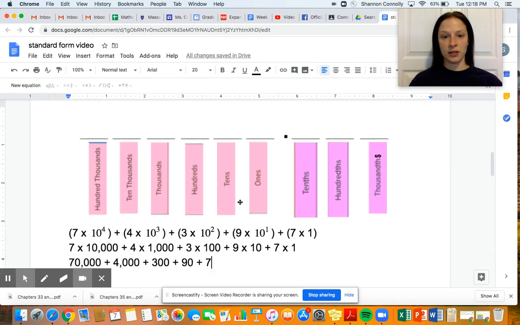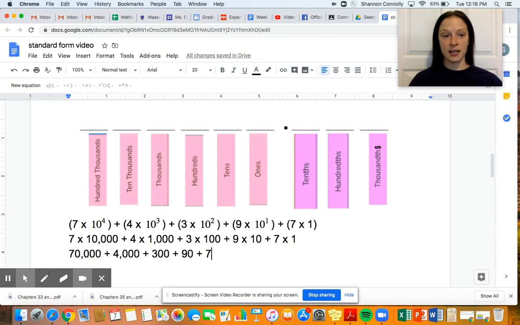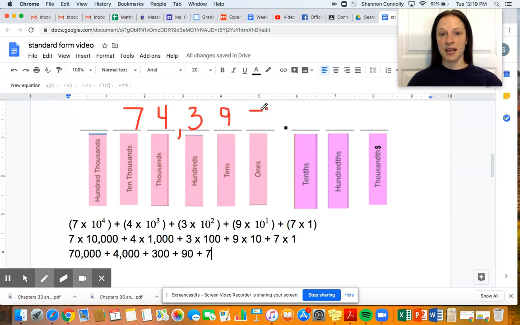want to think about place value understanding. So if I have 70,000, I know that I have 7 groups of 10,000. If I have 4,000, that means I have the digit 4 in the thousands place. Put a comma there. 300, and for the 3 in the hundreds place. 9 as the digit in the tens place, and 7 as the digit in the ones place.